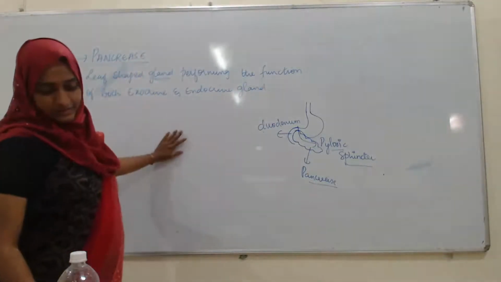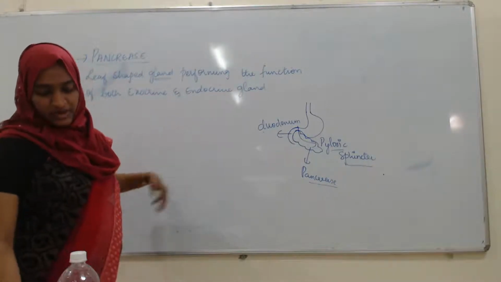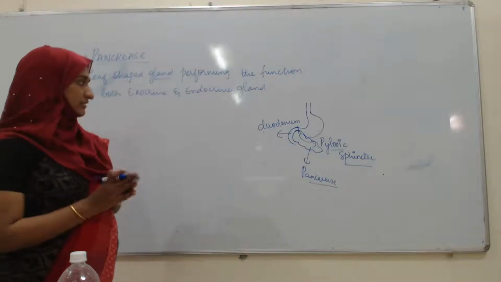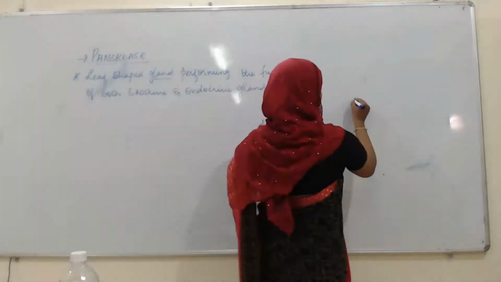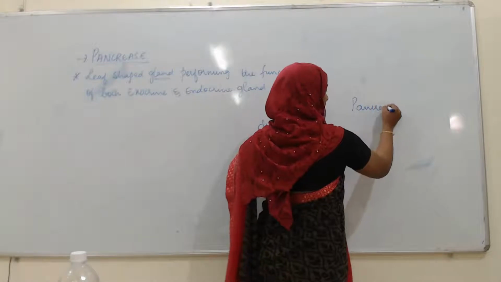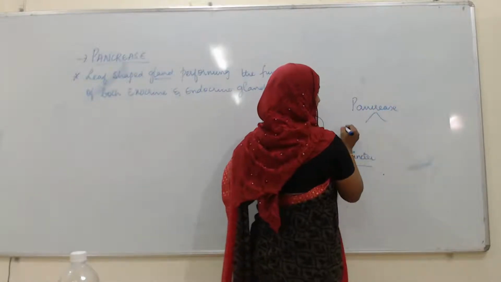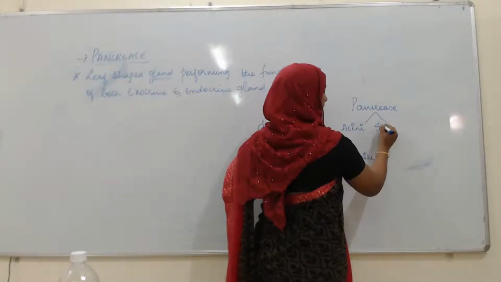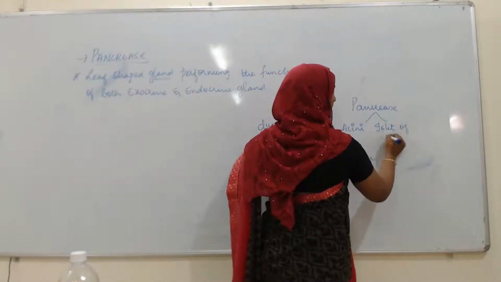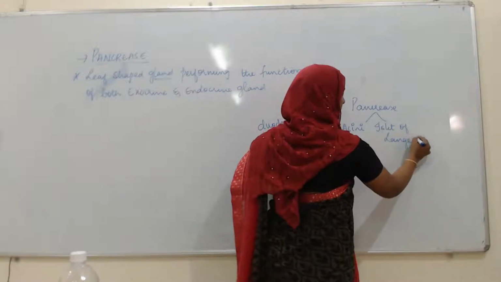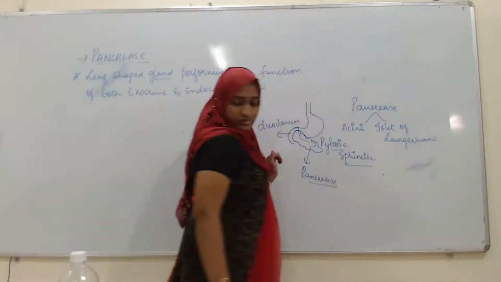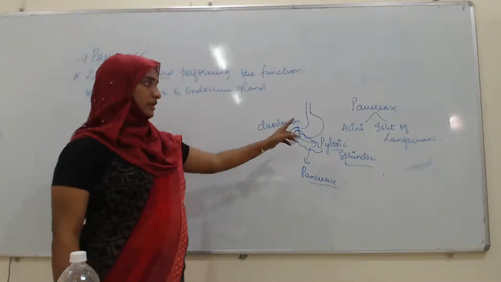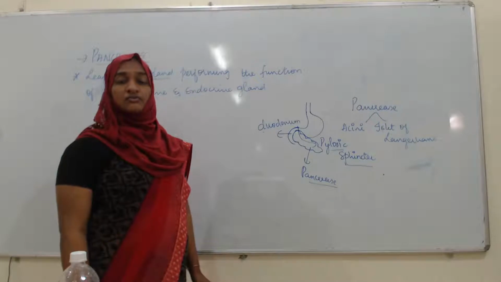Okay, the next here, the exocrine part consists of the acini. Here, the pancreas has two types of cells. One is acini and the other is the islets of Langerhans.